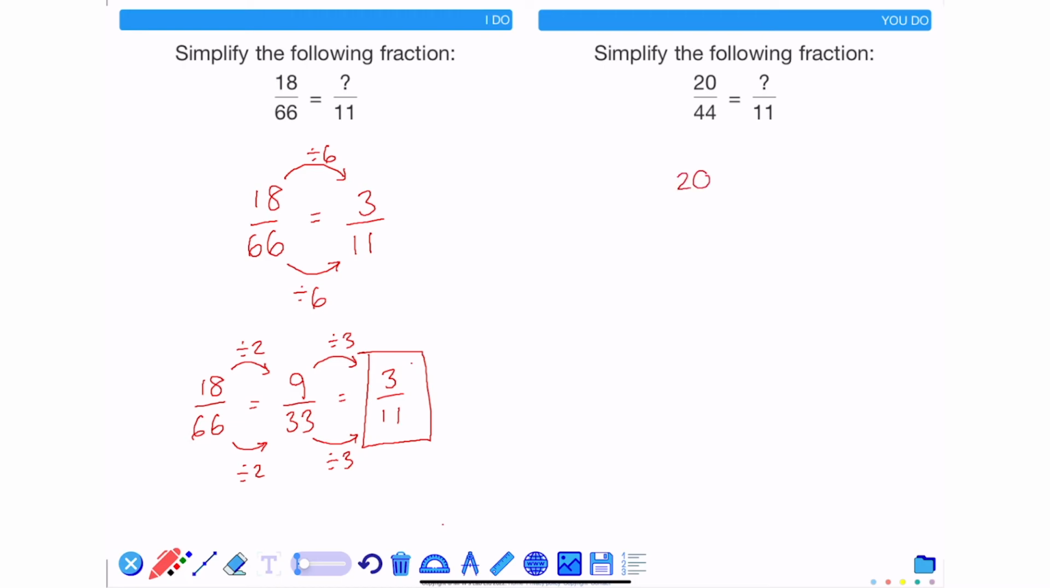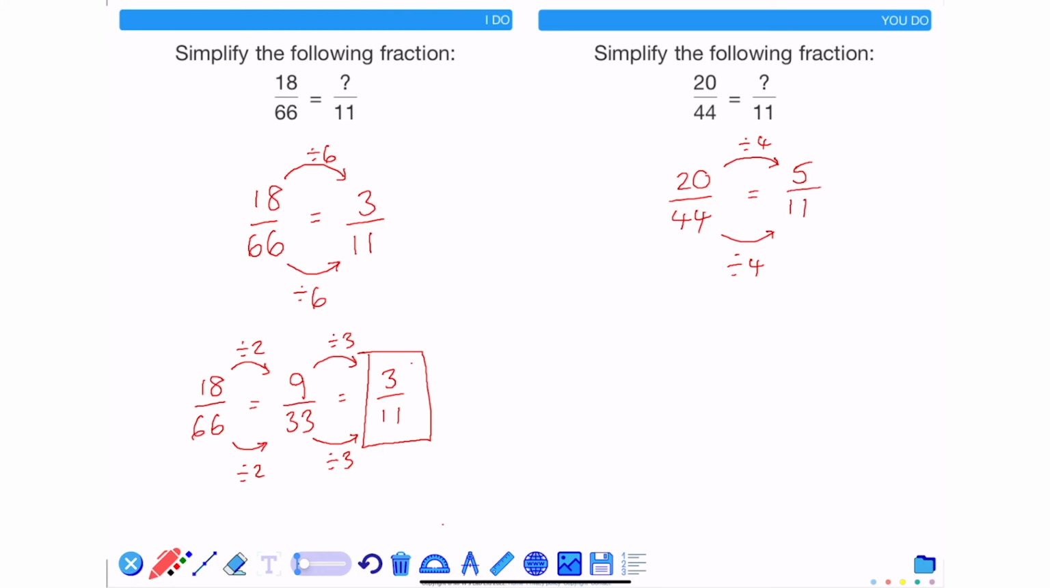So with 20 over 44, a common factor of both 20 and 44 is 2, but the highest common factor of 20 and 44 is 4. Dividing both the numerator and denominator will give me a fraction that has exactly the same value, where this time the numerator is 5 and the denominator is 11.